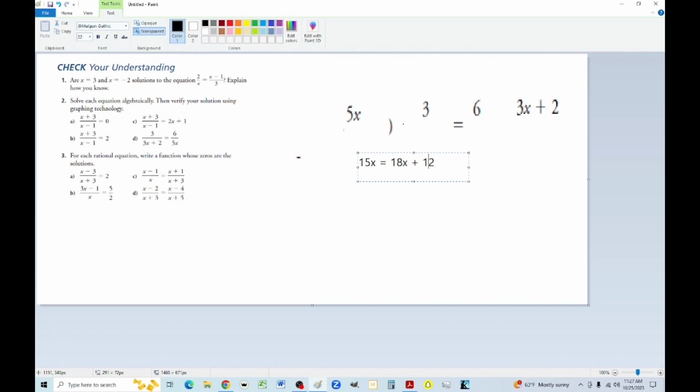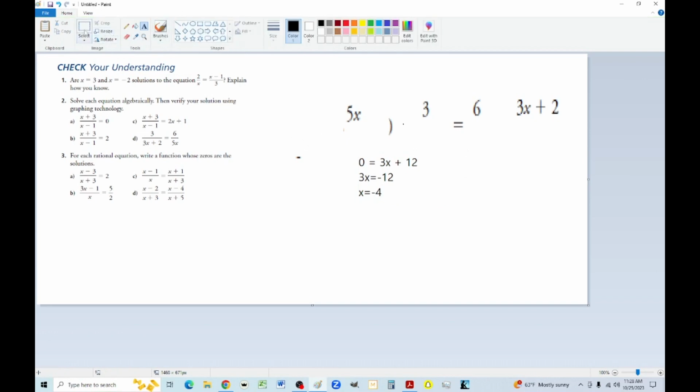When I bring the 15x over to the right side, it gets 0 and becomes 3x. When I solve for x, I get 3x is equal to minus 12, or x is equal to minus 4. If I put that back into the original solution, I should get the right answer.